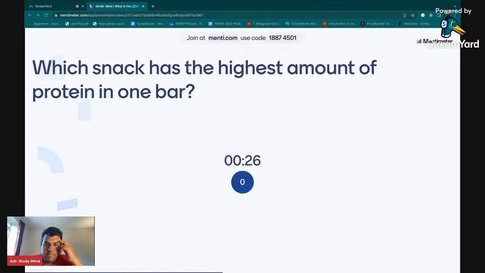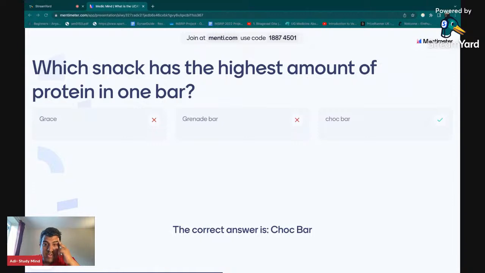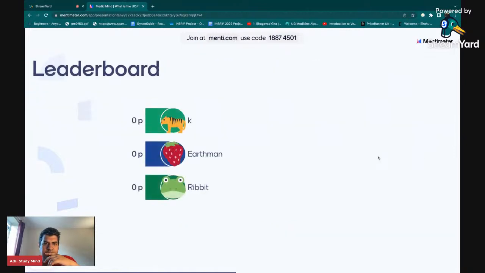So have a go. Type in your answer. Good, 2 people have answered. 3. Okay, so what have you got? Well done. The answer was chalk bar. Good. Just keep that table in front of you. If you don't already have that, just go through these slides and you'll be able to see it. Let's move on to the next question. So far we have K at the very top. Well done, K.